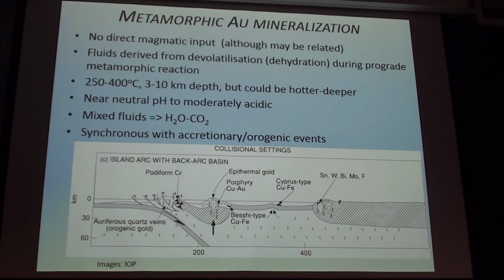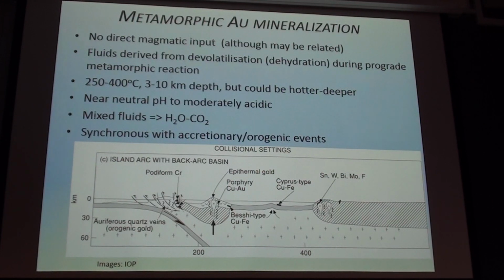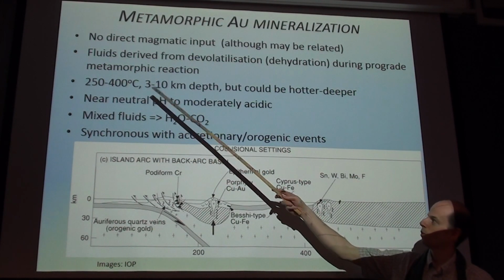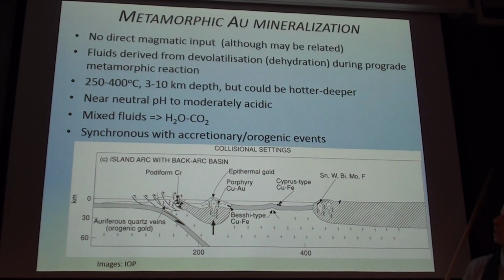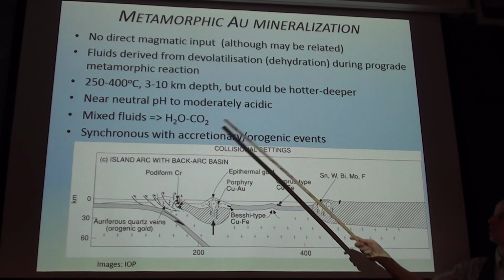Fluids are mostly derived by dehydration of hydrous minerals during prograde metamorphism, and deposits form at about 250 to 400 degrees Celsius and a depth of 3 to 10 kilometers, but you can also get hotter and deeper deposits. The fluids are generally neutral to slightly acidic, and they are dominated by water and carbon dioxide.